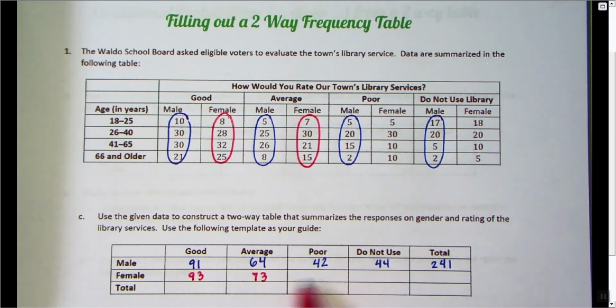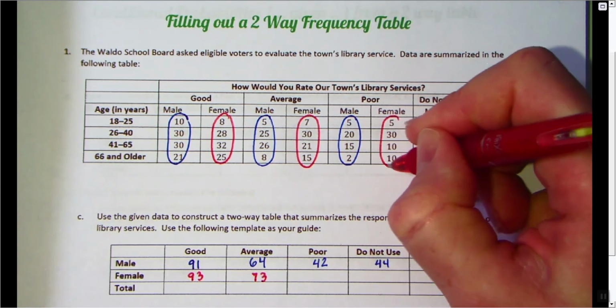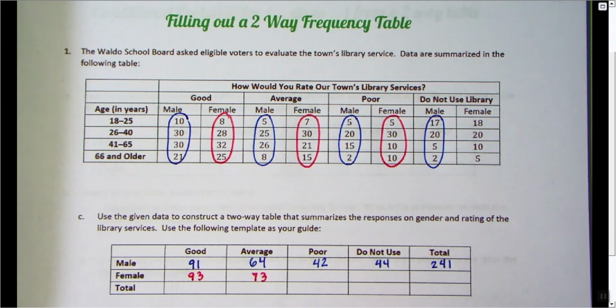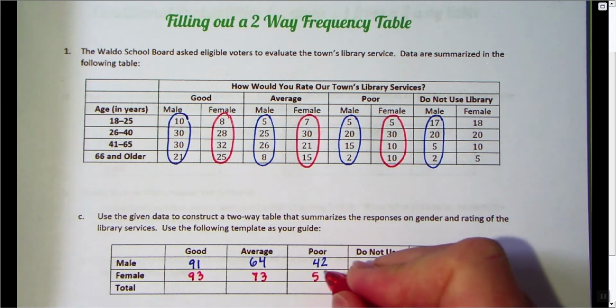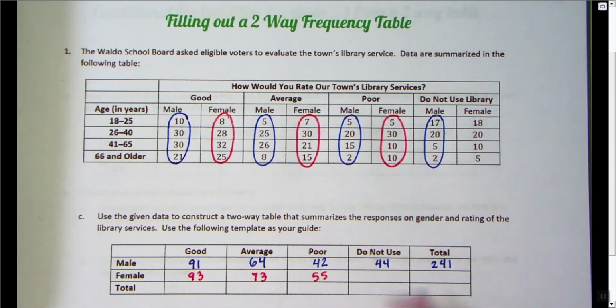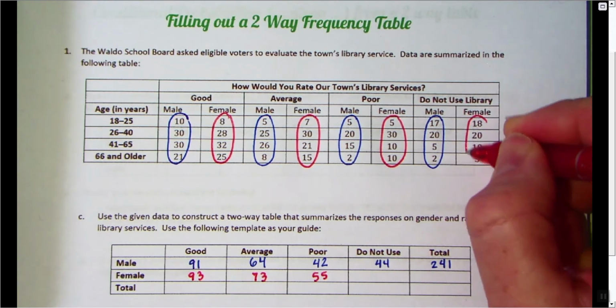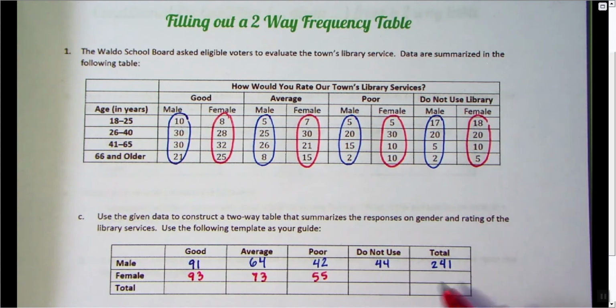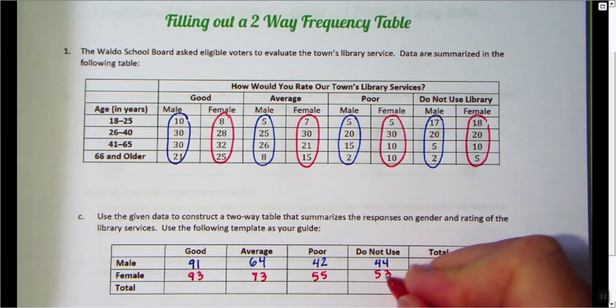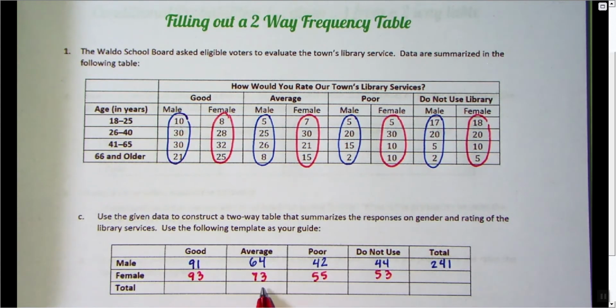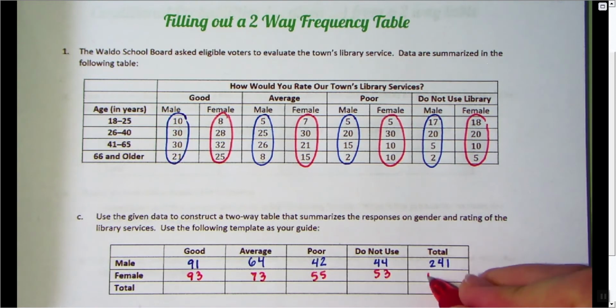And here are females that rate it poor, which is all of these numbers added together, and I get the number 55. And then in this cell, it's all the females who don't use the library, which adding up these numbers right here, I get the number 53. If I add up 93 plus 73 plus 55 plus 53, I get the number 100. No, I'm sorry, I get the number 274.